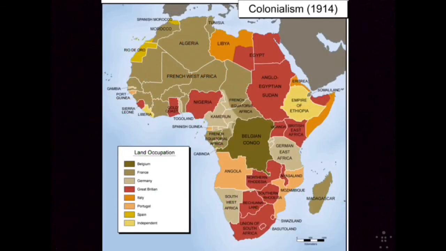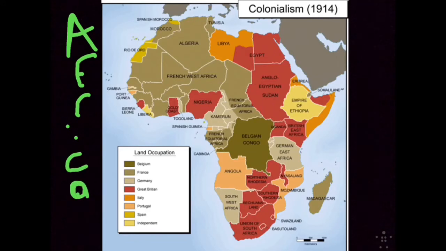Next subsection, colonialism and imperialism. After the colonization of the Americas, where did Europe turn collectively for colonization? And as you can see from this picture here, you could tell that the answer is Africa.